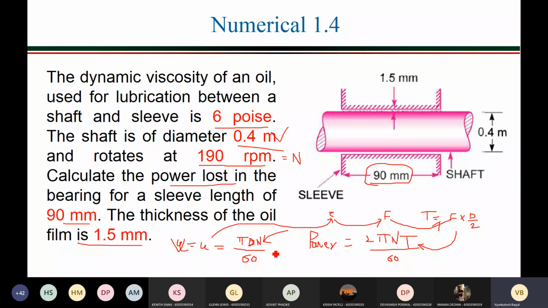Solve it quickly. This kind of numericals may be asked in examination for 5 marks, not more than that.